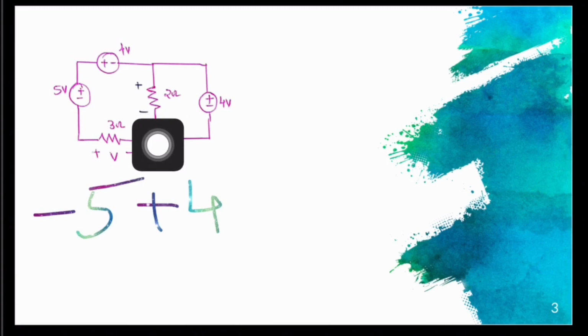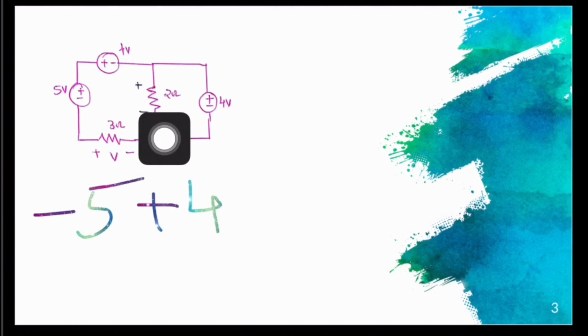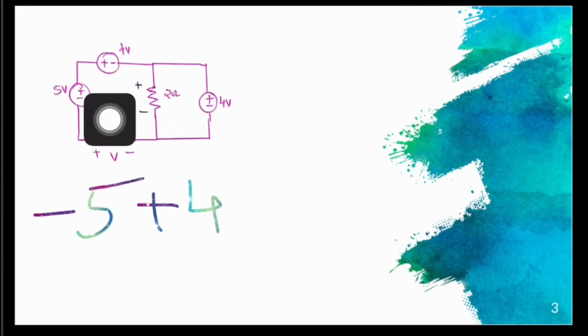Can anybody tell me what would be the voltage drop across this 2 ohm resistor? Any guess? Alright, here you can see a 4 volt voltage source is connected in parallel to this 2 ohm resistor. As you know, voltage across parallel connected elements is always the same. Hence, the voltage drop across this 2 ohm resistor is 4 itself, with the polarity mark positive at the top and negative at the bottom. Hence, we add a term plus 4 to our KVL equation.